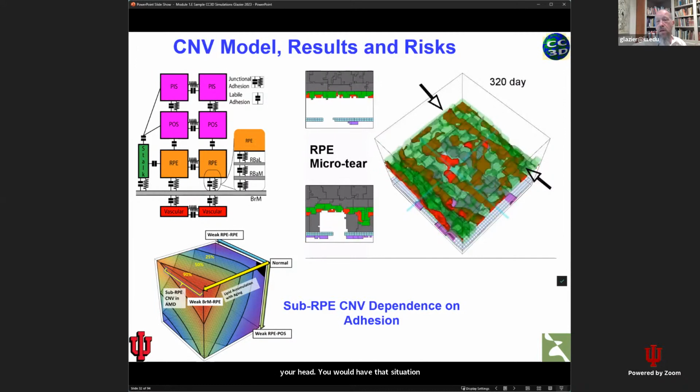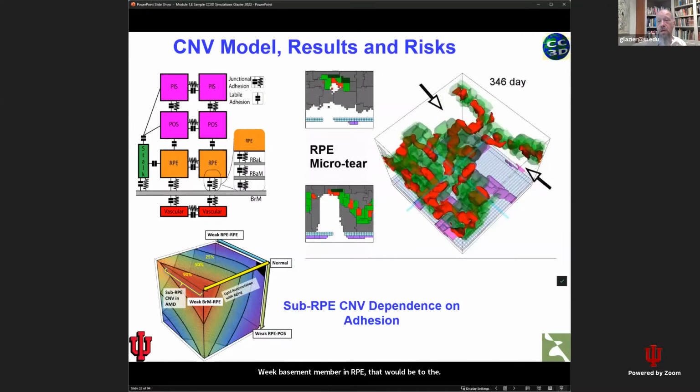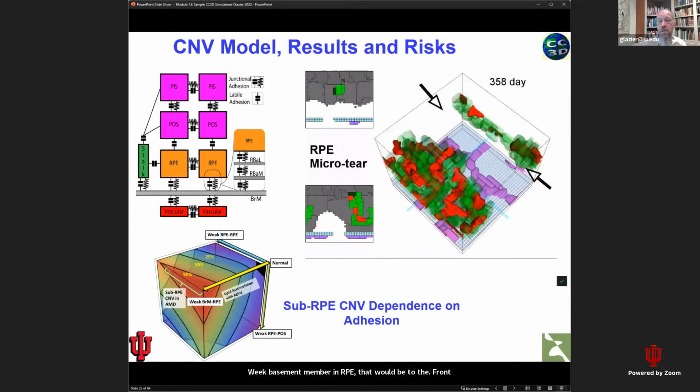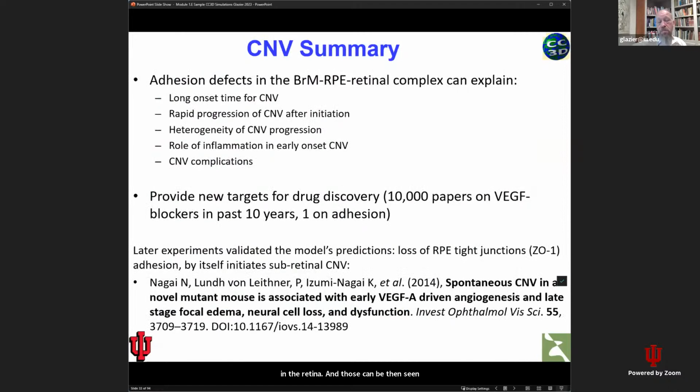Weak basement membrane RPE, that would be to the front in that simulation, would represent reduced attachment to the basement membrane during aging, normal aging. And weak RPE would be what happens when you have an infection in the eye. Each one of those leads to different patterns of damage in the retina, and those can be then seen clinically. And that suggests particular approaches to therapy, which were actually validated, in this case, in experiments after that original publication.